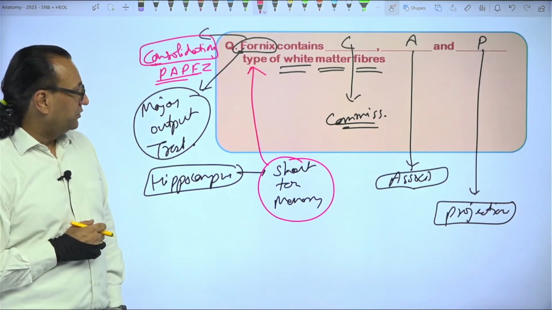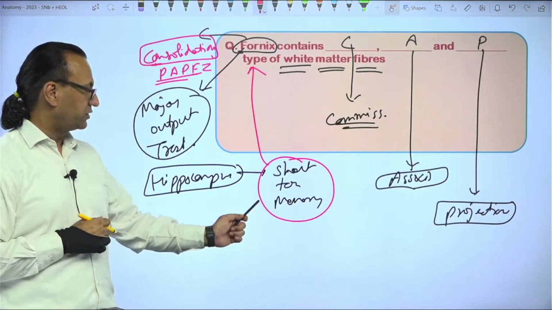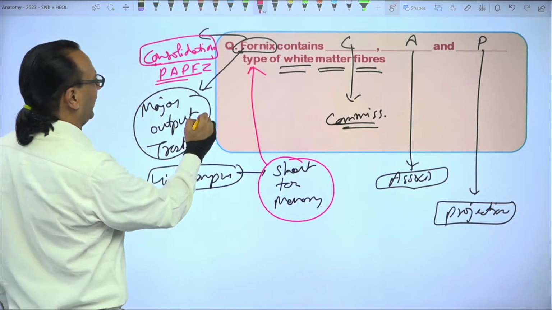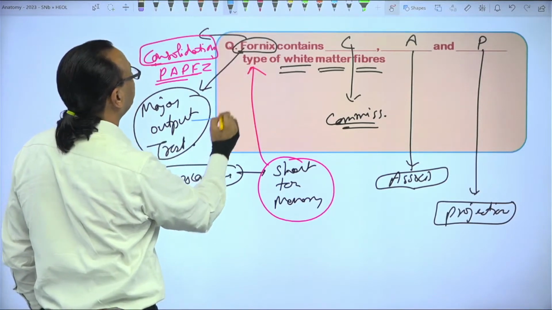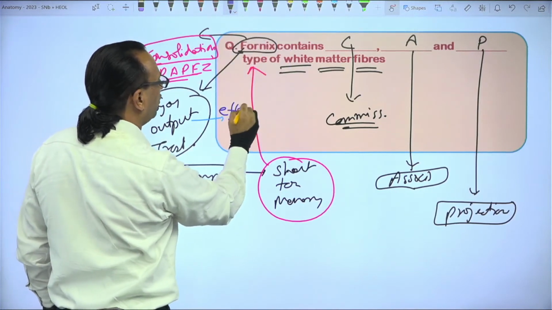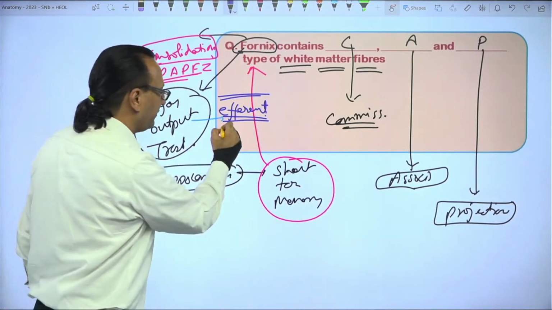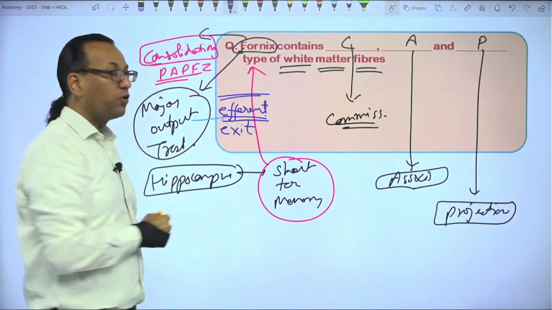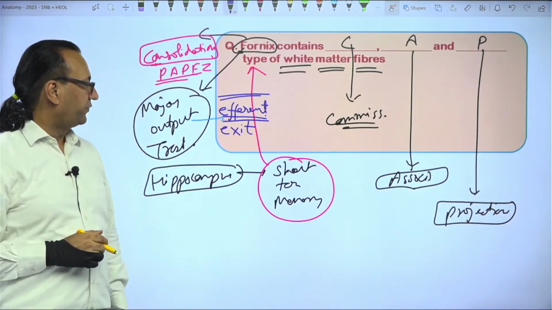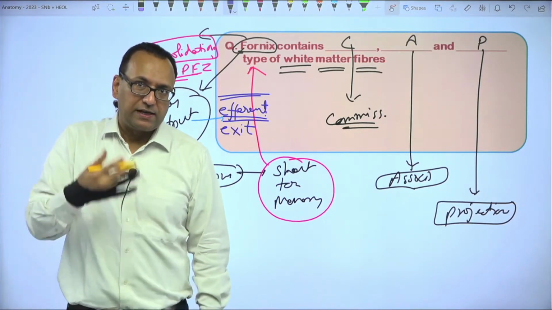Okay, so you are telling that fornix is some axons. Yeah, of course, axons, because it is the major output tract. When you say output, output means efferent, outgoing. E for exit, E for efferent, but means outgoing. So the major output efferent fiber from the hippocampus is fornix. Where is it going?